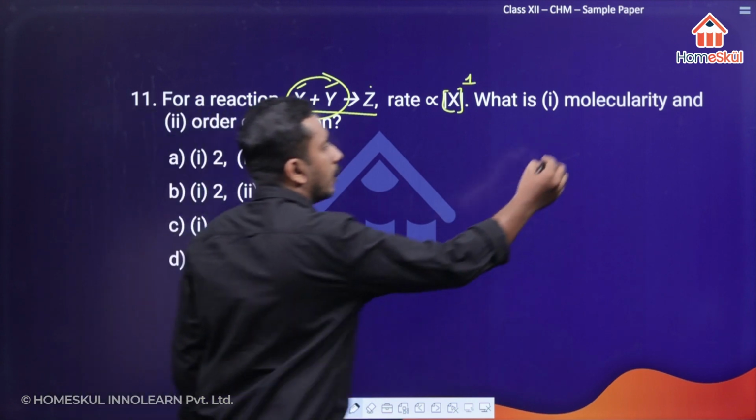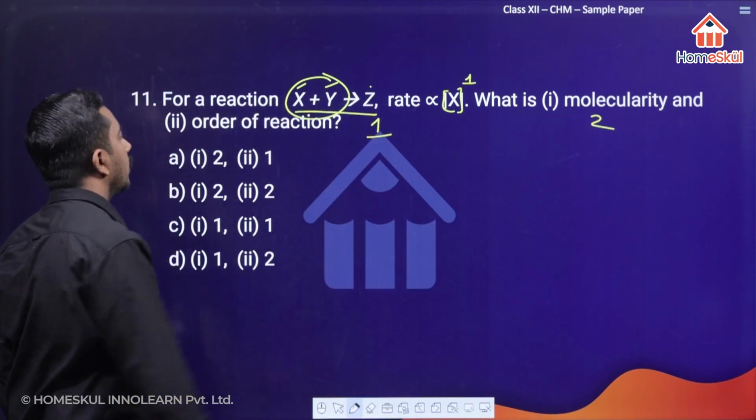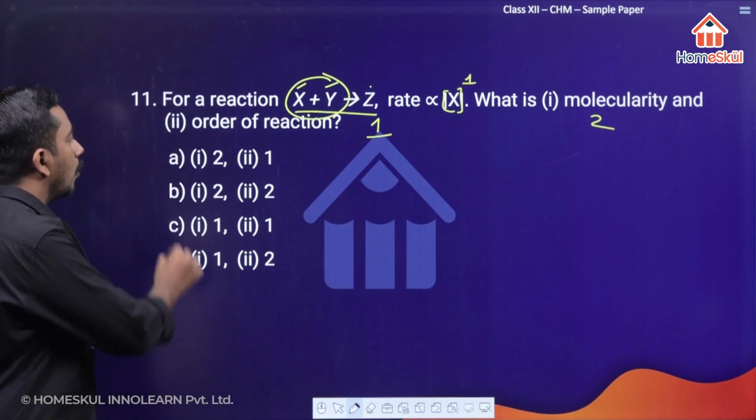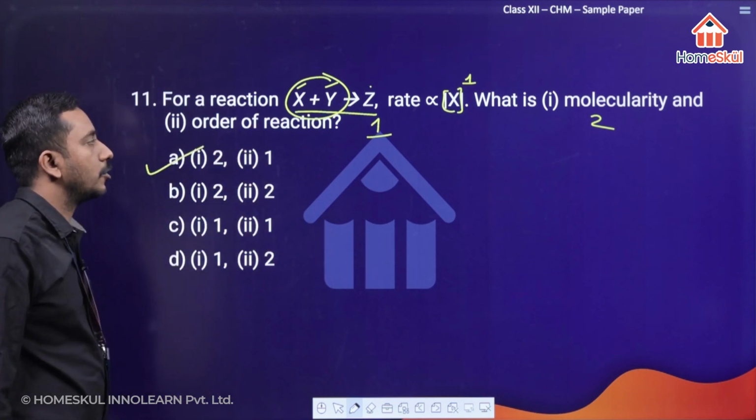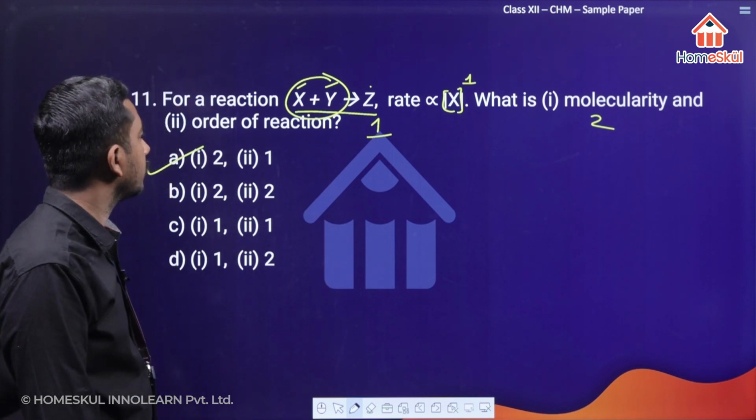So we have the molecularity of the reaction 2 and the order of the reaction is obtained as 1. So our correct option is option A, which says that the molecularity is 2 and the order of the reaction is 1. So that is our correct answer.